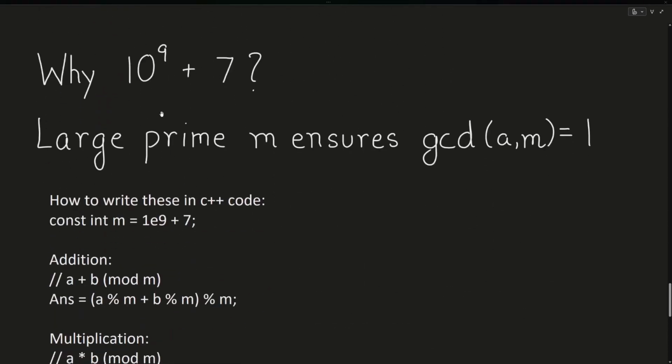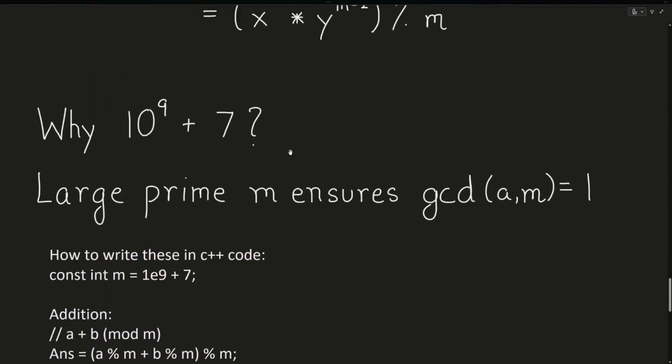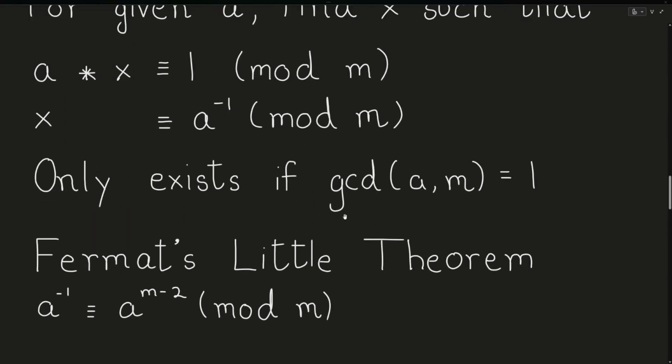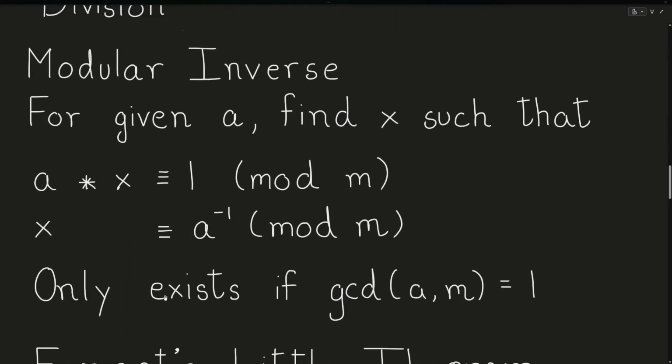So the last thing is, why do problems have this number? Why do we need to modulo by 10 power 9 plus 7? So this is just due to the fact that a large prime ensures that the GCD of A and M is equal to 1. And if you recall, I had mentioned that modular inverses only exist if GCD of A and M are equal to 1.